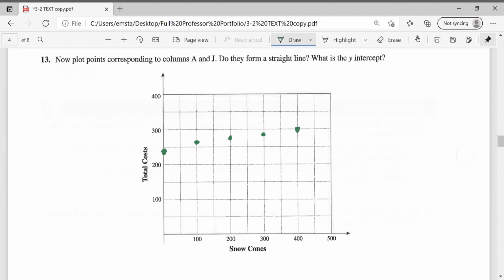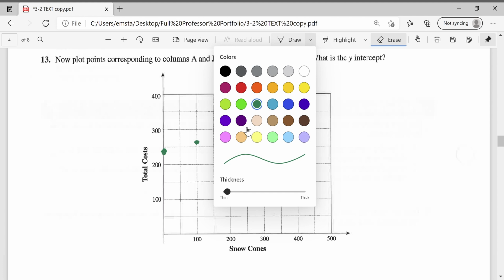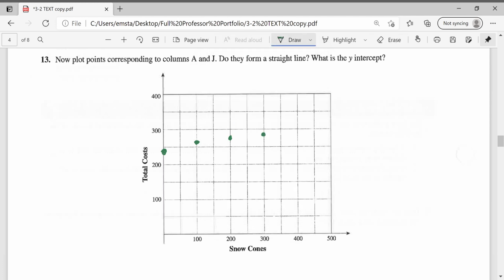And 500 snow cones. Oops, I just did that last one wrong. Let's erase that real quickly. Let's fix that one. I read the wrong column. 400 snow cones, the total cost was $293, so we're getting pretty close to 300. And 500 snow cones cost just over 300. So a very, very flat line.